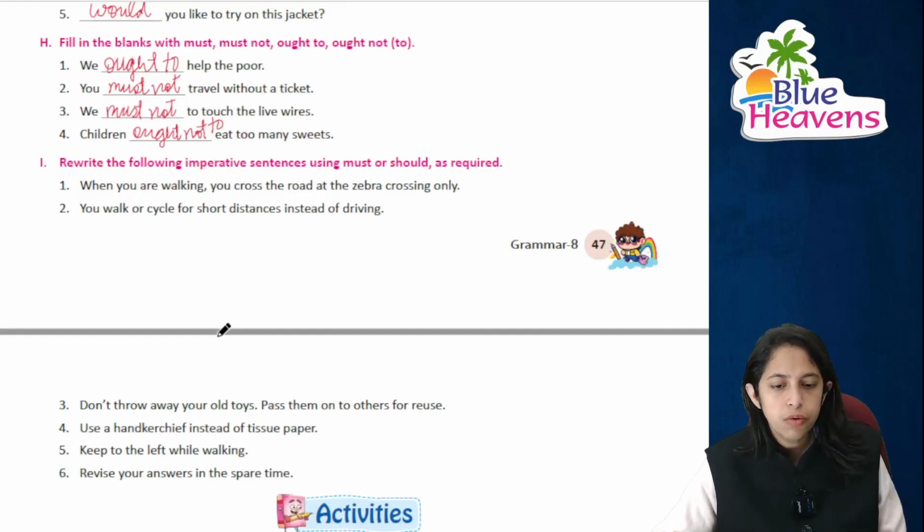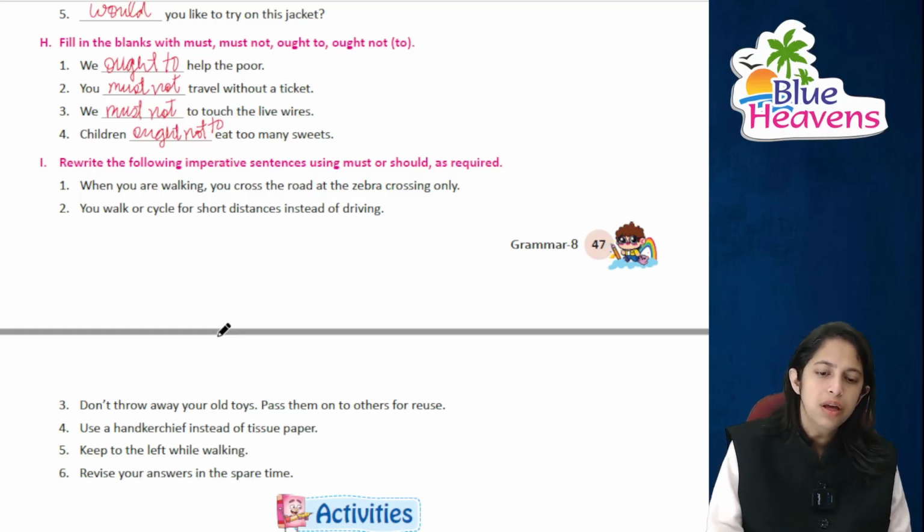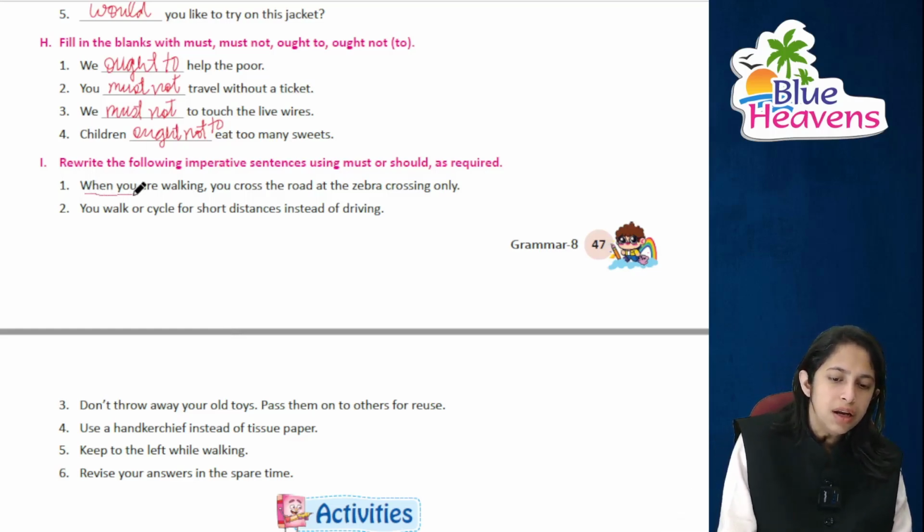You have to rewrite the following imperative sentences by using should as required. देखिए imperative sentences we all know it can be advised, it can be a request, okay, and it can be a command. When you are walking, you dash cross the road at zebra crossing only. देखिए I am not just rewriting, I am underlining. When you are walking, you के बाद आप लगा दीजिए should. You should cross the road at the zebra crossings only, right?